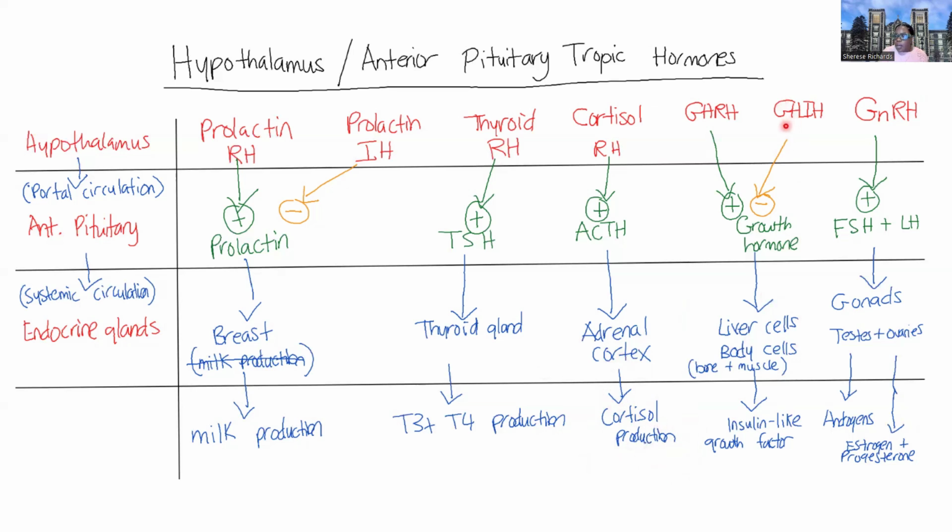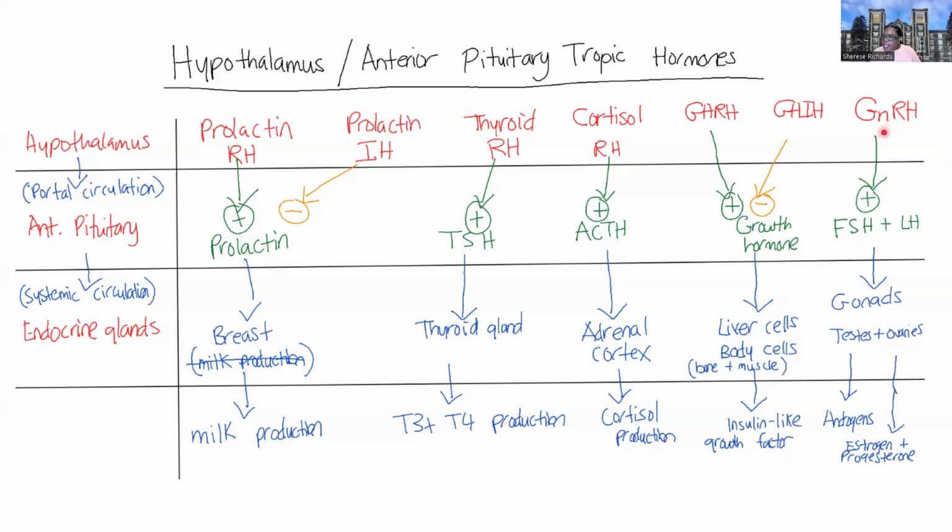If we look at the growth hormone axis, so there are both growth hormone releasing hormone and growth hormone inhibiting hormone that have an effect on growth hormone production from the anterior pituitary. The tertiary endocrine organs that growth hormone acts on are most of our body cells, liver cells, muscle cells, kidney cells, bone cells, and this is going to stimulate the production of insulin-like growth factor, which is going to encourage the growth of the overall body. So the growth hormone axis is going to be important when we think about growth, puberty, maturation, etc.